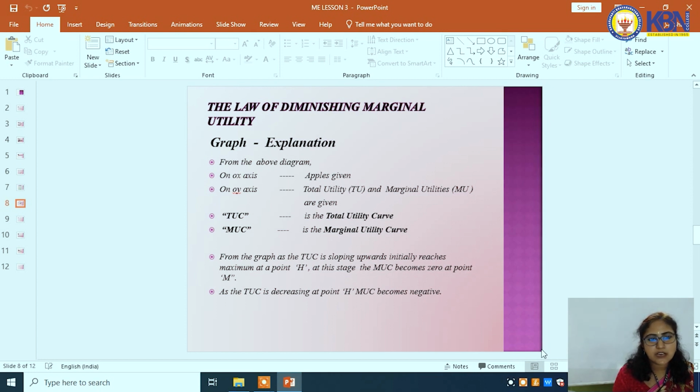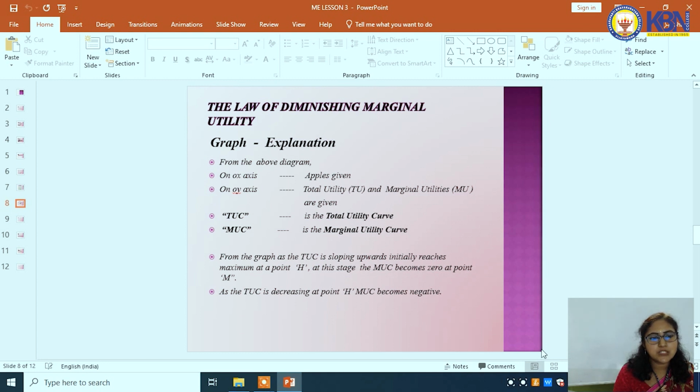Let us go for the explanation part of the graph. Dear students, we can notice from the above diagram or graph that we took on the OX axis apples, that is, the units of commodity offered to the consumer, and on the OY axis we measured total utility, indicated by TU, and marginal utilities, MU. TUC stands for total utility curve, MUC stands for the marginal utility curve.